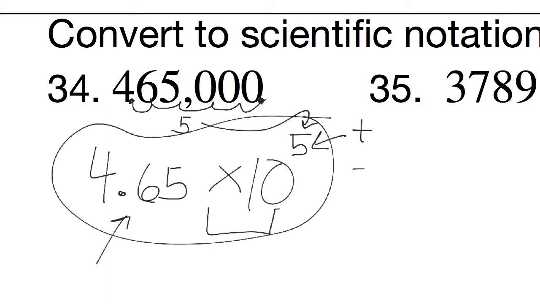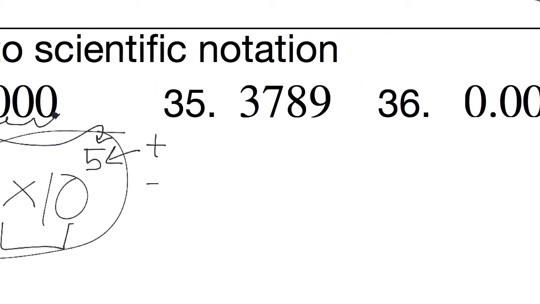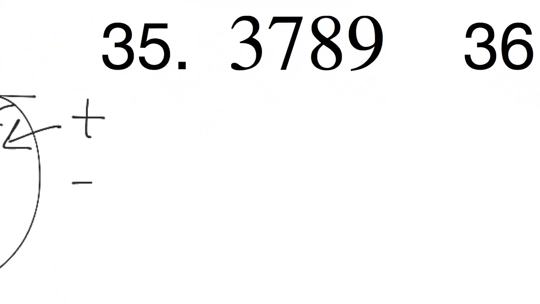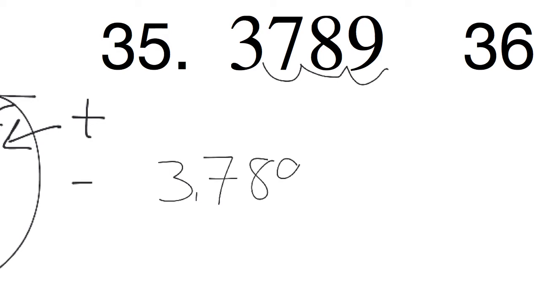So check this out. We have to move the decimal place 1, 2, 3 times. 3.789. Is it a big number or a small number? It's big, so that means the 3 is going to be positive.